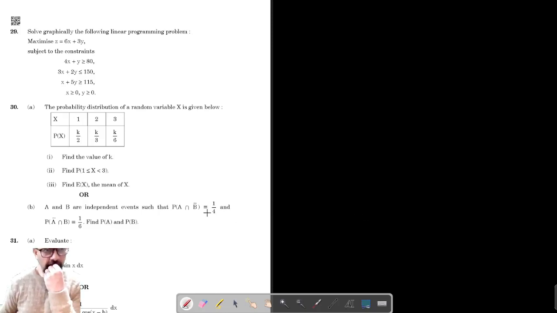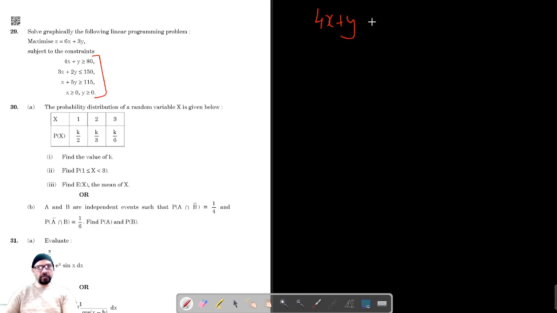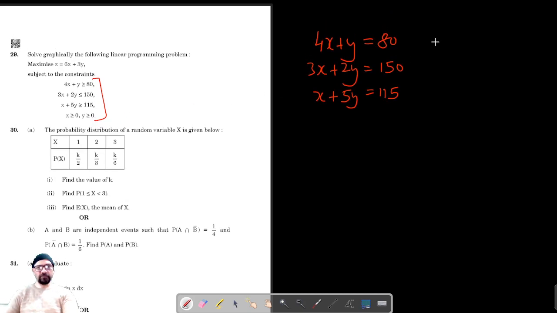Okay, for question number 29, we have to solve graphically the linear programming problem, in which we have to maximize z subject to the constraints. So I'm going to write down the equations, because we have to sketch the graph: 4x plus 5y is equal to 80, 3x plus 2y is equal to 150, and x plus 5y is equal to 115, and x is greater than 0, y is greater than 0. These are the x and the y axis.